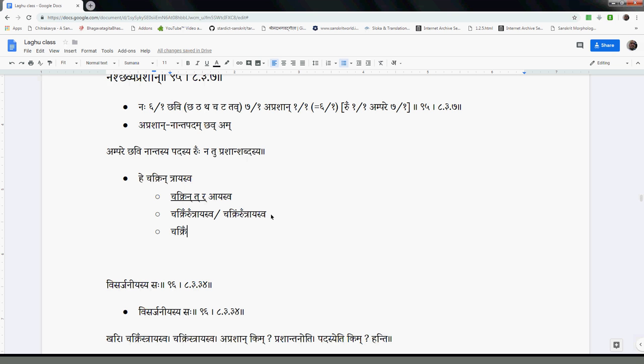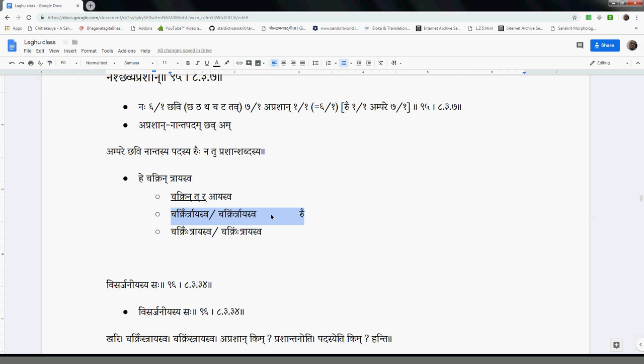Repha will become visarga. Kharavasanayo visarjaniya: when a khar letter is falling here, you will get this form trayasva, or the other form, where this ru will be replaced by visarga. Ru is repha. Actually, ru is repha here. I'll take this away to avoid confusion. Chakrin trayasva. It is only repha; the entire ru is not the adesha. I'll just mention here, it is ru.